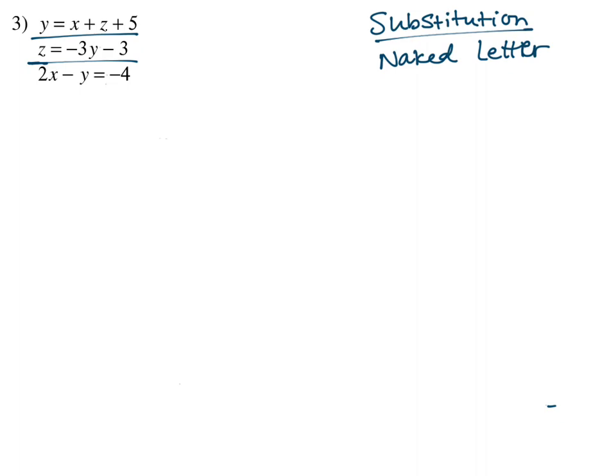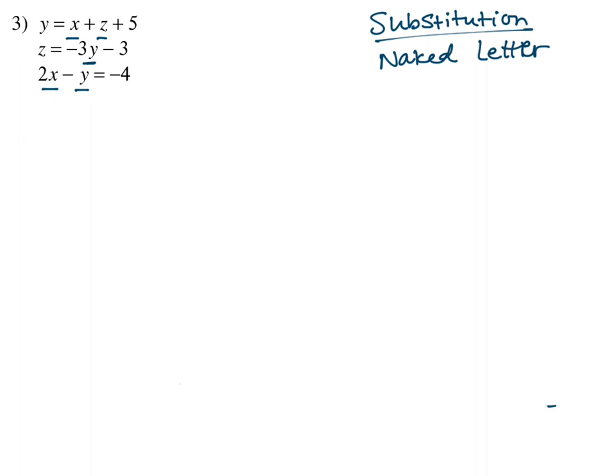Okay, so the first thing we want to do here is we want to get one of the variables in terms of the other, okay? And we're looking at this information up here, and they've given us y is equal to, if we had x and z, z is in terms of y, and then in this bottom equation, we have x and y, okay? It feels like we could go ahead and start plugging in some information.